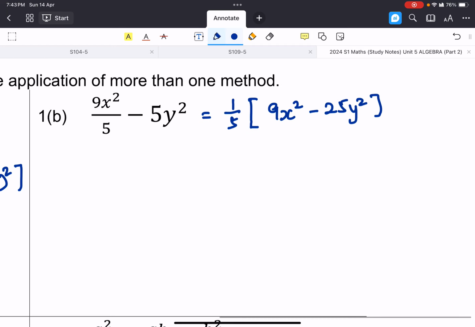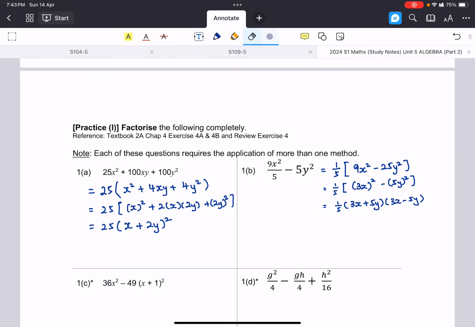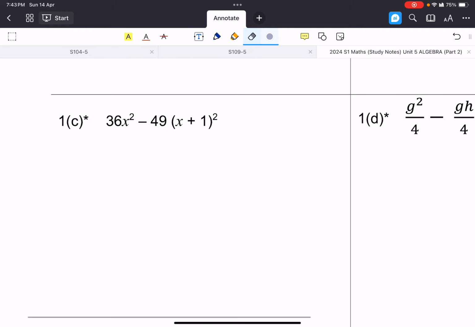This is great. So this works, because 1/5 times 25 gives me 5. So 1/5 is still there, and this becomes 3x squared minus 5y squared. So that becomes 1/5, 3x plus 5y multiplied by 3x minus 5y. Oh, lovely question. There we go. It works. Okay, how about the next one?